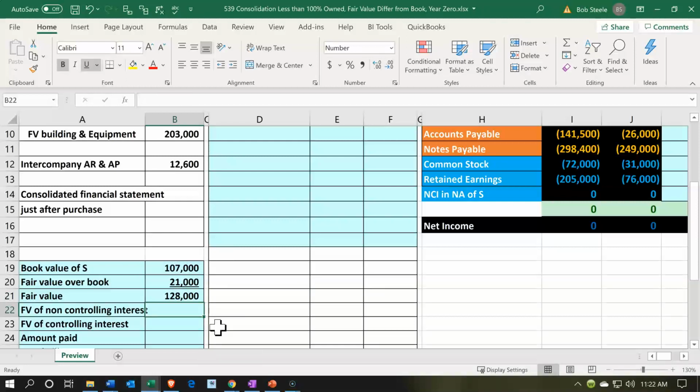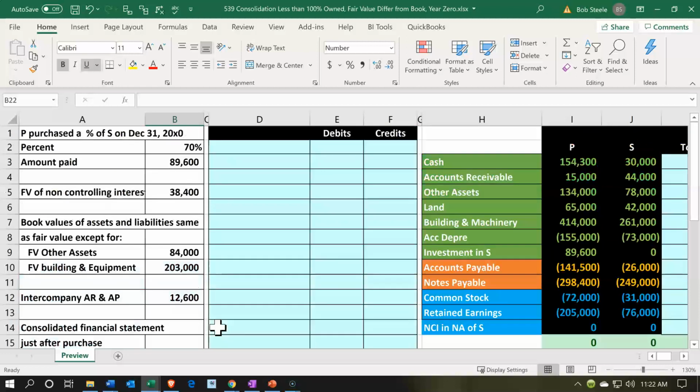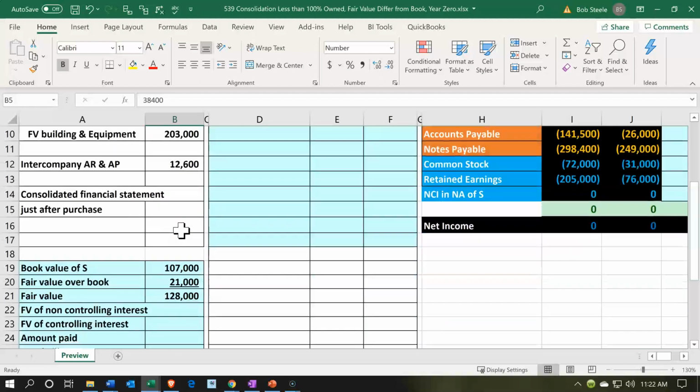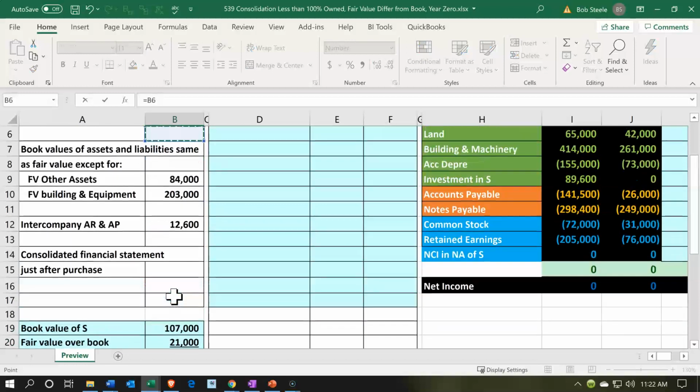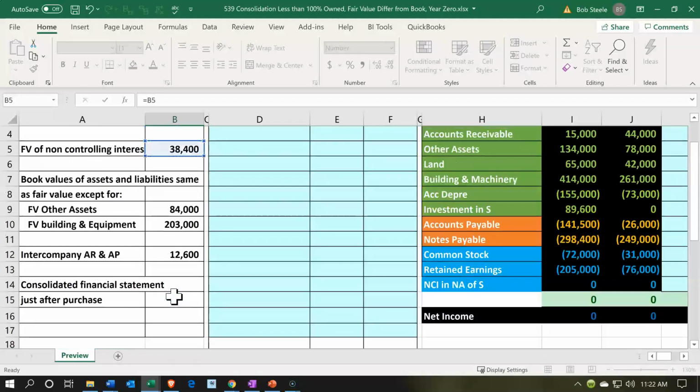Now, we're looking at the fact that the purchase was only for 70%. You've got to be kind of careful here because you would think that you could just say, all right, I'll take 70% of that. But notice they gave us the data here of the non-controlling interest. They told us what the non-controlling interest was. So I'm going to take the non-controlling interest, the 38,400, and say, all right, this is the non-controlling interest portion, the 38,400, which is that number.